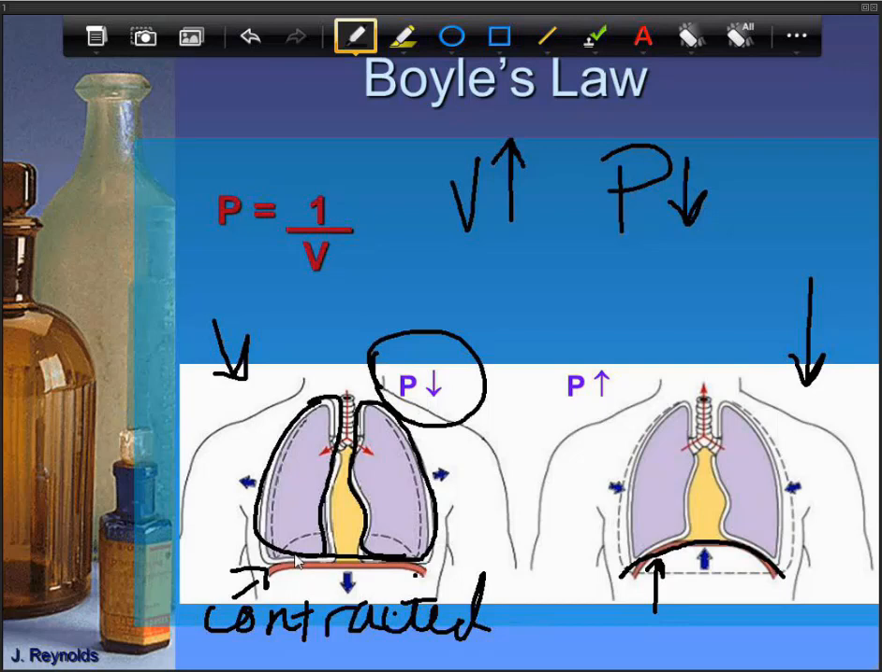Why do you care? This is intrapulmonary pressure. What we're going to do is cause the pressure in the lungs to be lower than the pressure in the atmosphere. Air moves from higher pressure to lower pressure. Air goes into your lungs. That's the importance of Boyle's law.